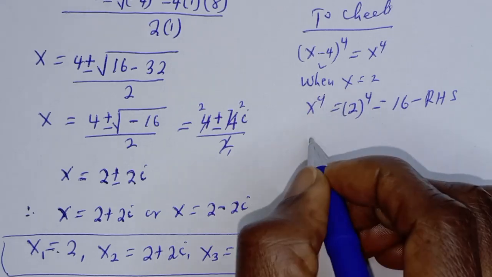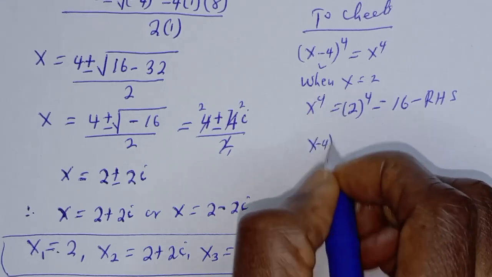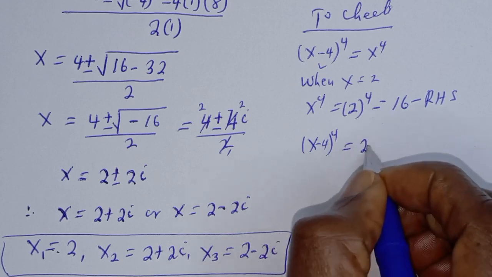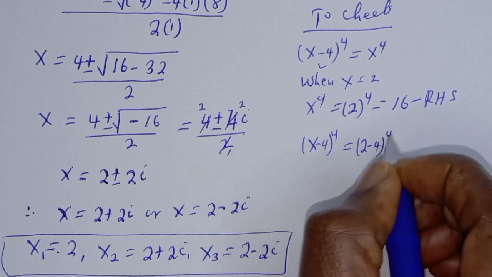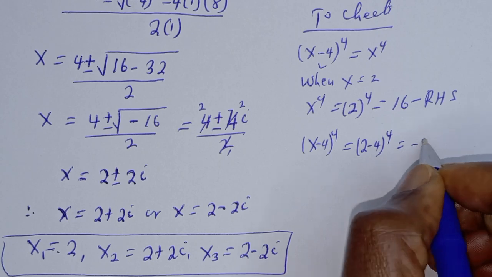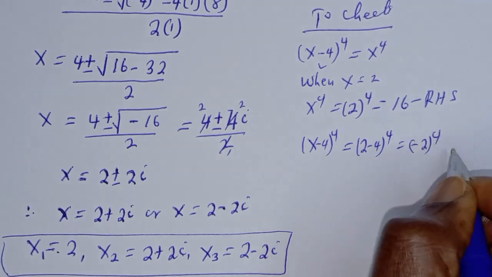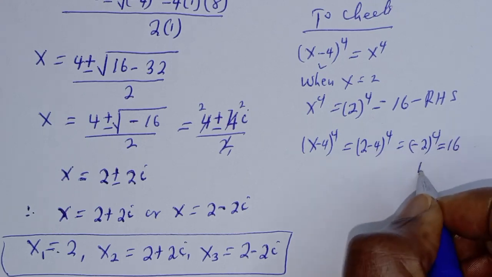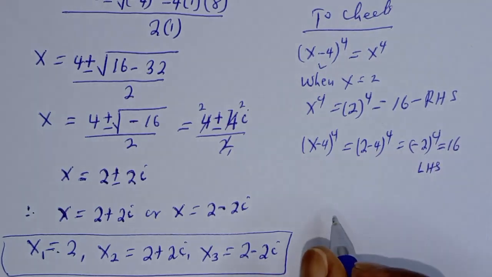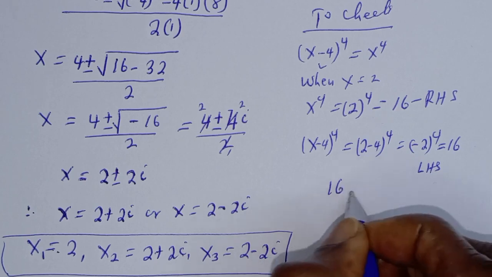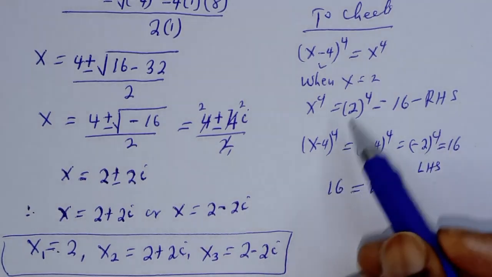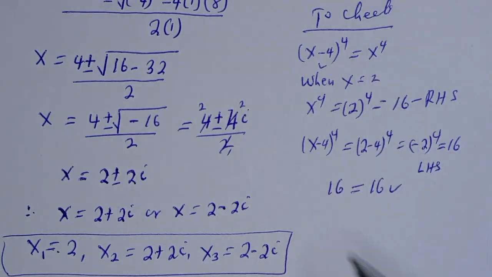Then for the left hand side, (s − 4)^4, this is equal to (2 − 4)^4. This is equal to (−2)^4, and this is equal to 16. This is the left hand side. Therefore, the left hand side, 16, is equal to the right hand side, 16, which is true for s is equal to 2.